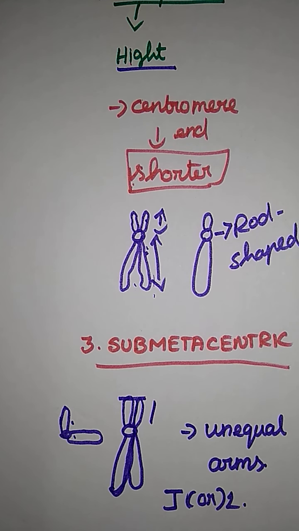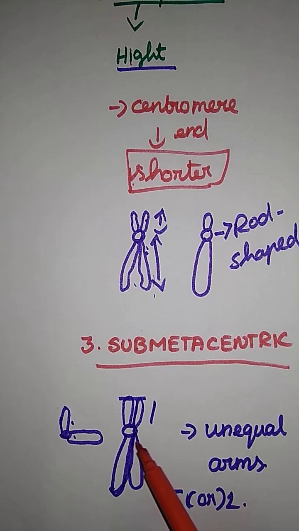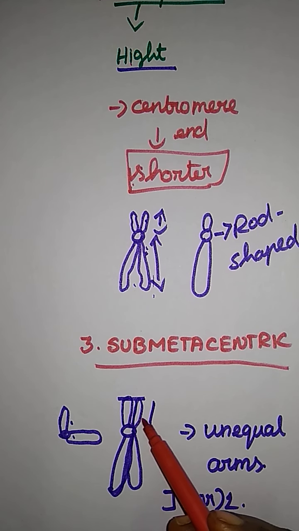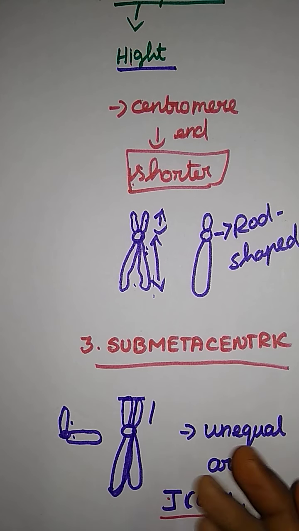This is an important 5 marks question. Just understand it clearly. Submetacentric: the centromere is found near to the center point. They form unequal arms. What is the shape? J or L in shape. So that's it for submetacentric.